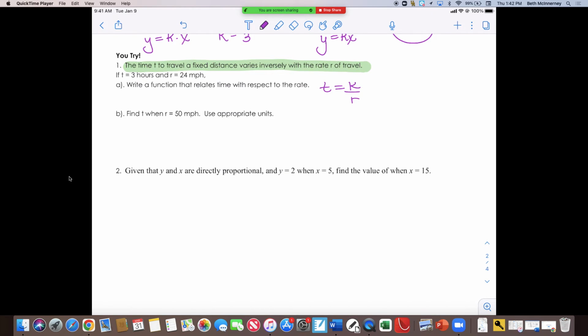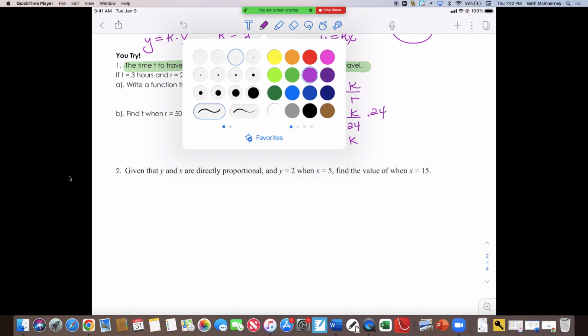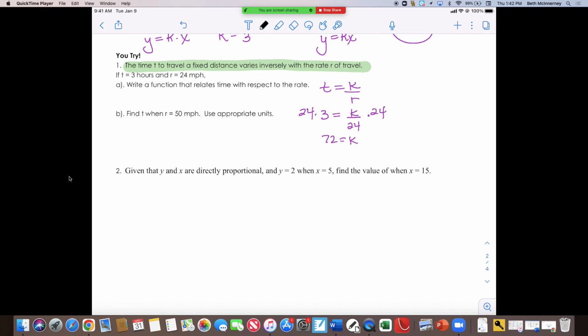Then I have a time of 3 and an r of 24. How do I solve this equation for the k value? What would I need to do to both sides? Multiply by what? 24. So k is 72. So here's my function. T equals 72 over r.